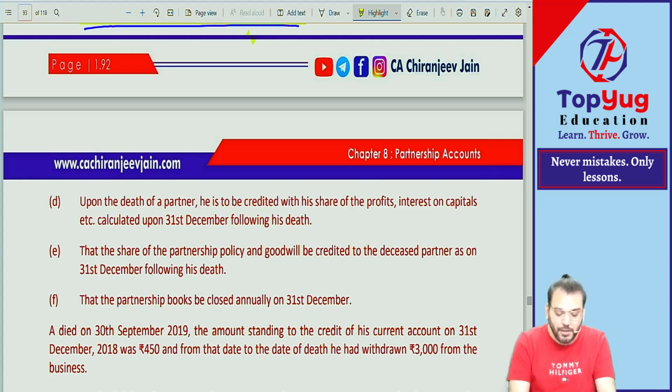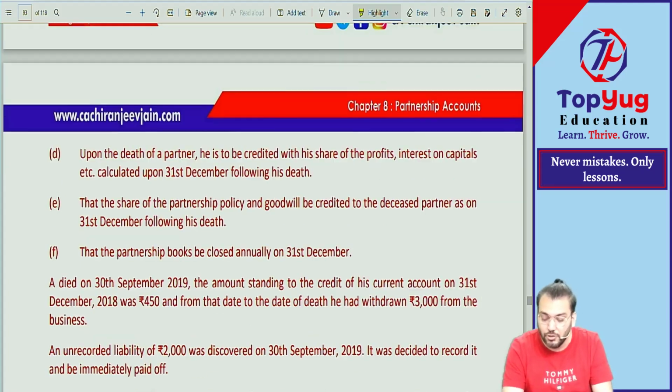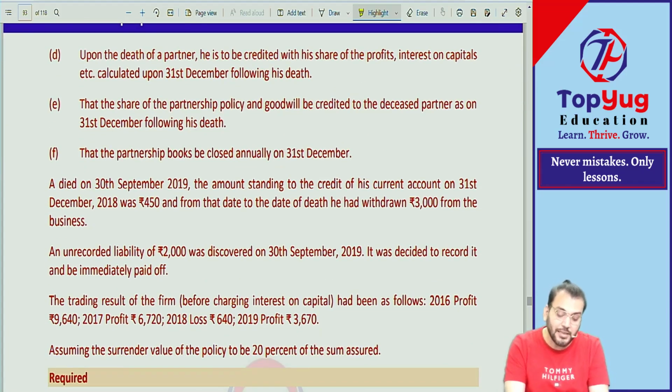A died on 30th September 2019 and the amount standing to the credit of his current account is 450. From that date to the date of death he has withdrawn 3000 from the business. So drawing is also given. An unrecorded liability of 2000 was discovered on 30th September 2019 and it was decided to record it immediately. This is revaluation. We need to increase the liability.